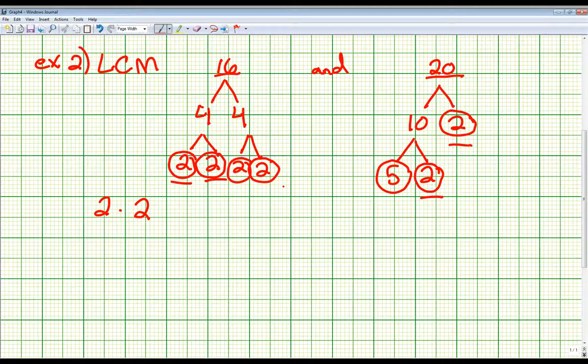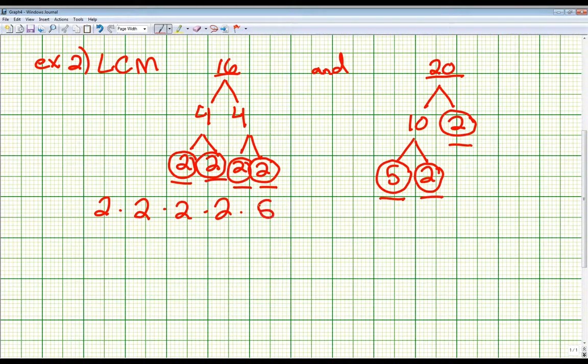Now there's nothing else they have in common, but we're not trying to find the factor. We're trying to find a multiple. So we have to list everything else. So that's where the difference is. So we're going to list another 2 and another 2. And we're going to list this 5.